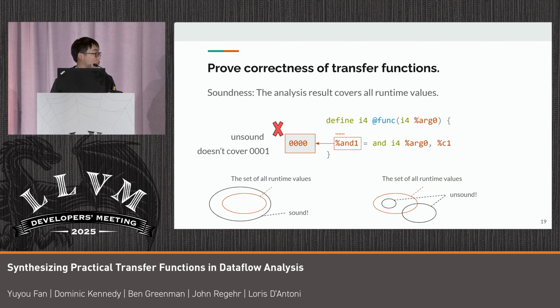So here is an explanation. Suppose the inner red circle is the set of all runtime values. If we include that set, it is sound. If it's smaller, a subset, or it only has a small intersection, that's unsound.